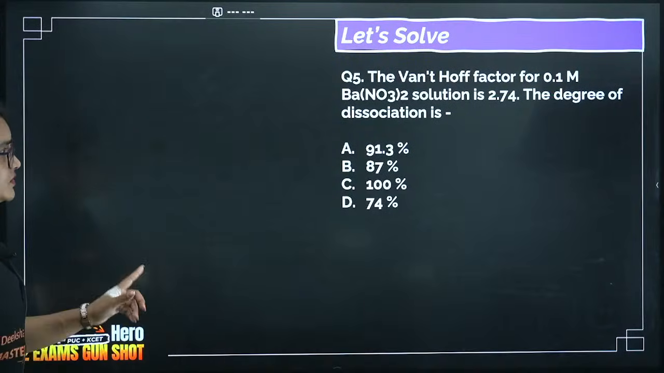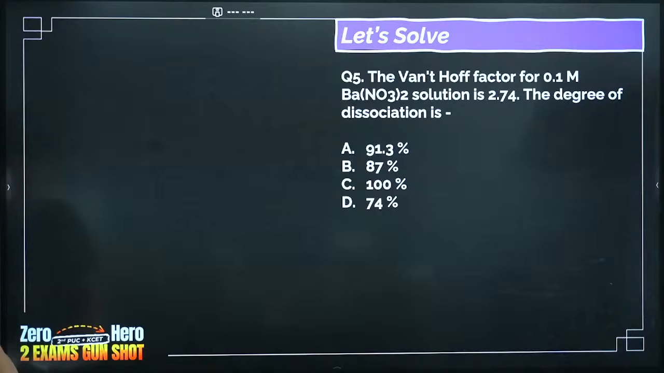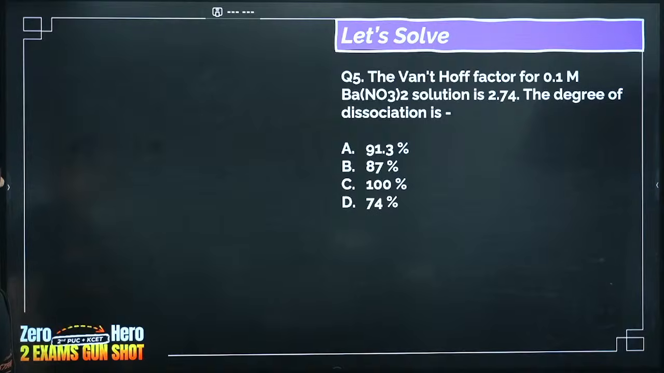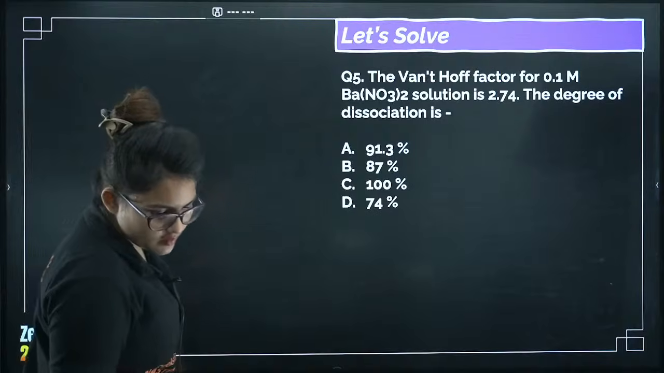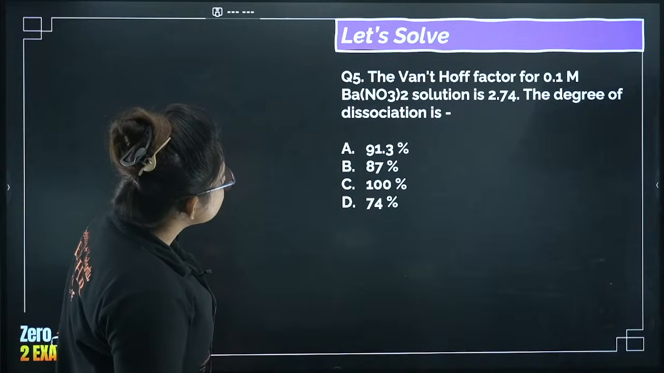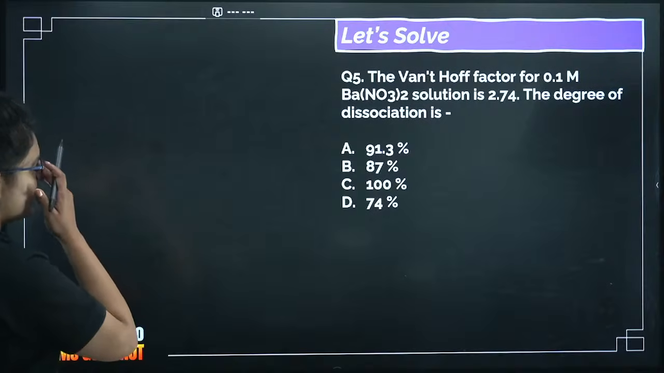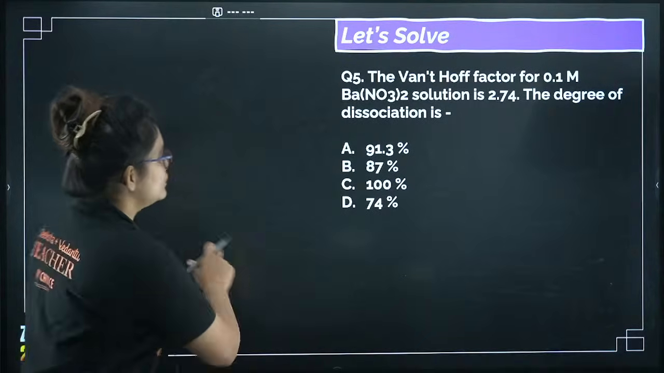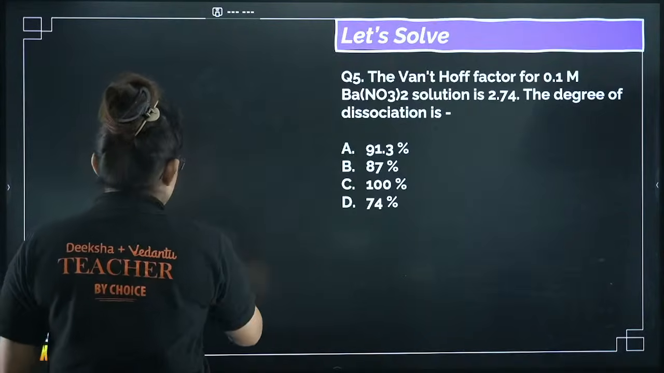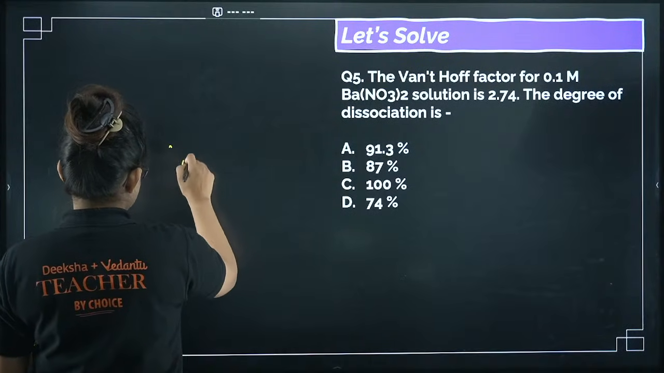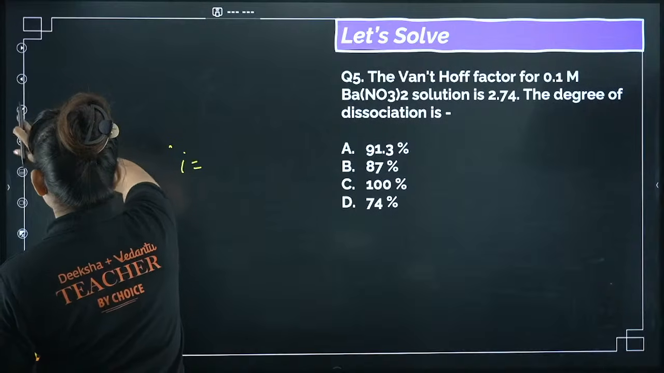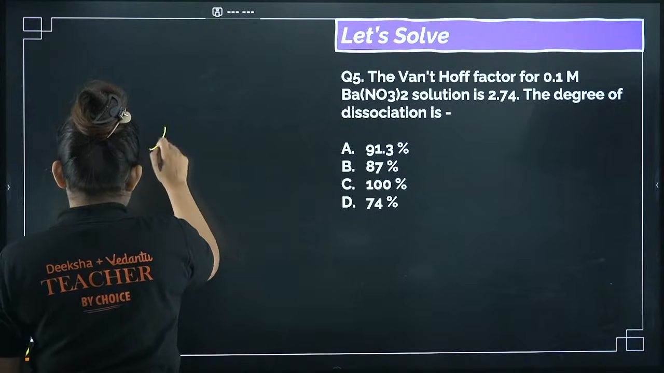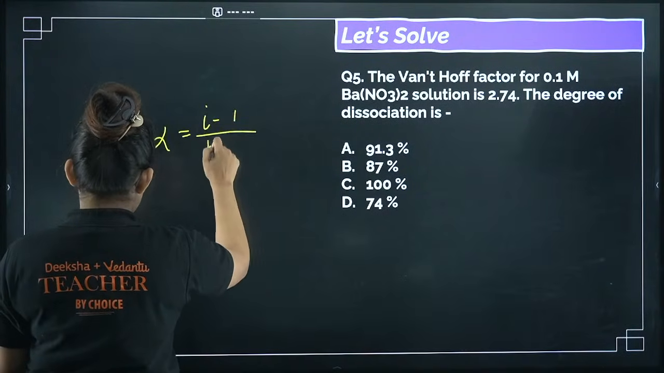Now let's proceed with one problem. The Van't Hoff factor of 0.1 molar Ba(NO3)2 solution is 2.74. You have to find the degree of dissociation. Ba(NO3)2 is an electrolyte, so it will undergo dissociation, and we can use the dissociation formula. Alpha is i minus 1 divided by n minus 1.